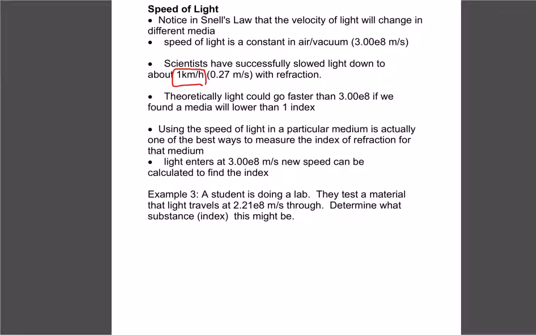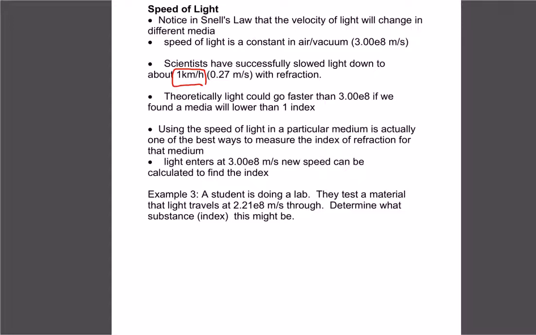And theoretically, we could go faster than 3 to the 8th if we could ever find a medium that's less than nothing, less than space, which is pretty tough. So that's why we use 1 as sort of our standard. And quite often that's how they'll figure out an index. They'll shine light through it and figure out how the light changes, and then from there they can figure out what the index of refraction is for that object.